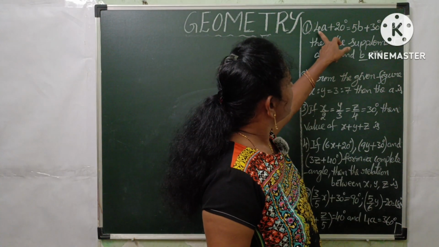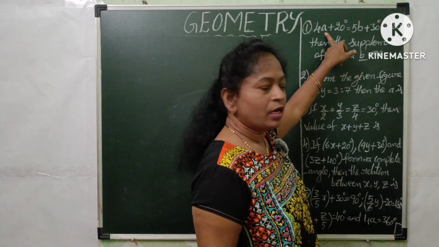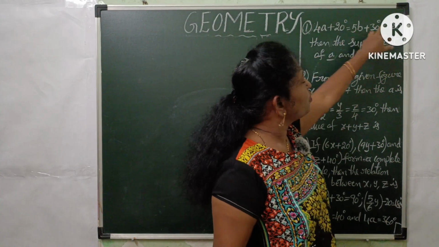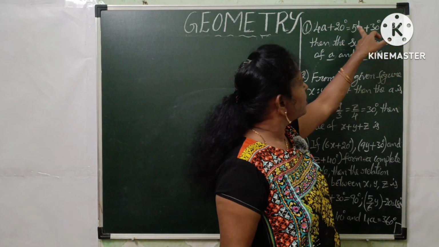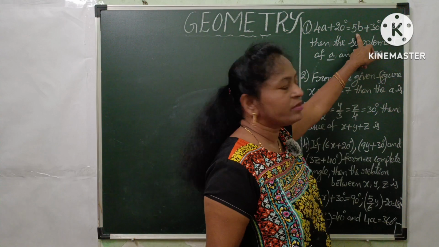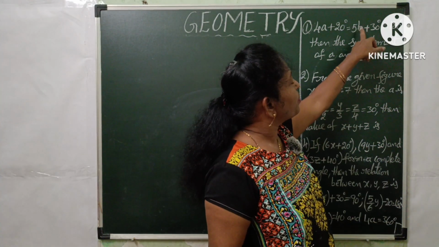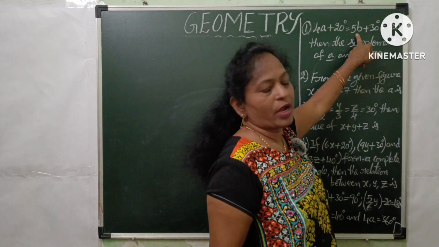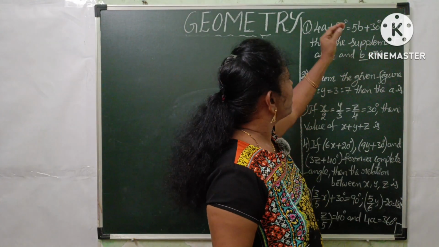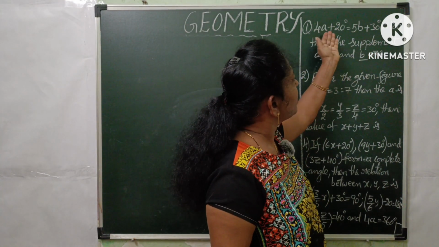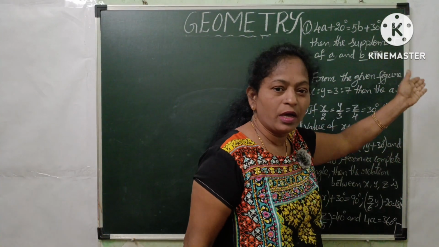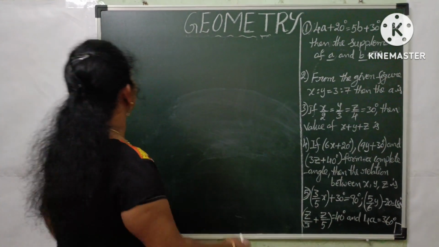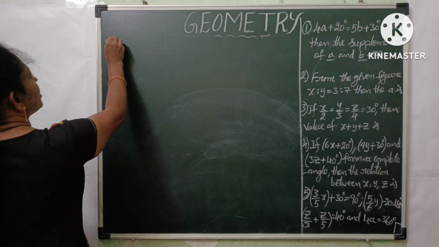Here 4A is one angle, 20 degrees is other angle. These two sums should be 180 degrees. At the same time here also 5B is one angle, and 30 degrees is its supplement. So here we need to find the A value and the B value, then we have to write the supplement of A and B angles. Now see the question here. Solution 1.